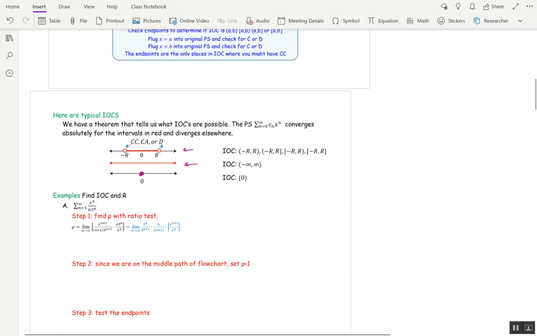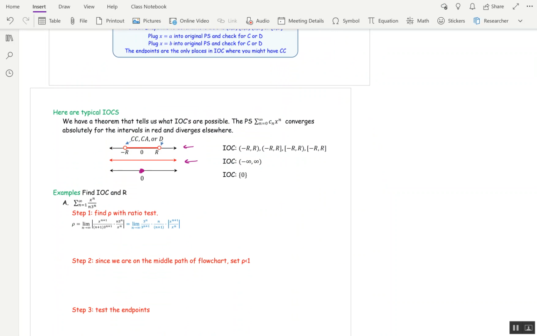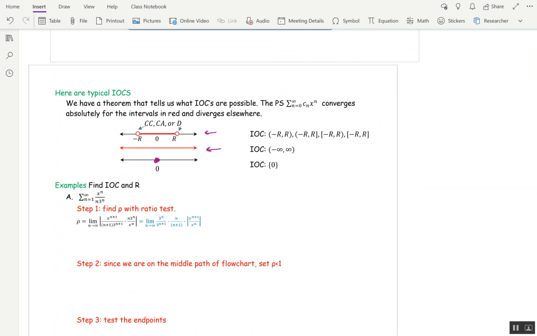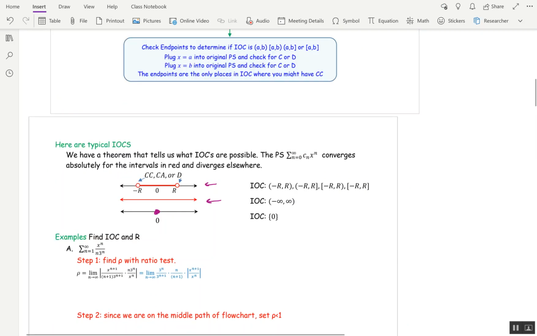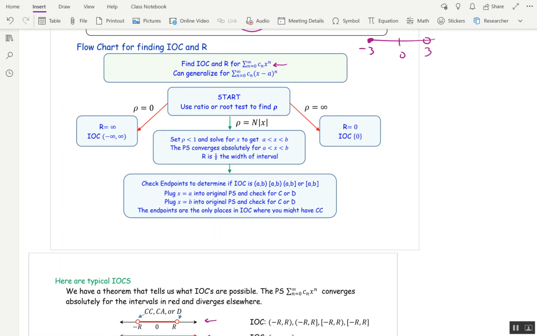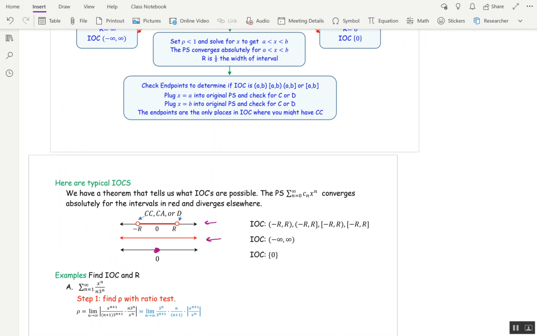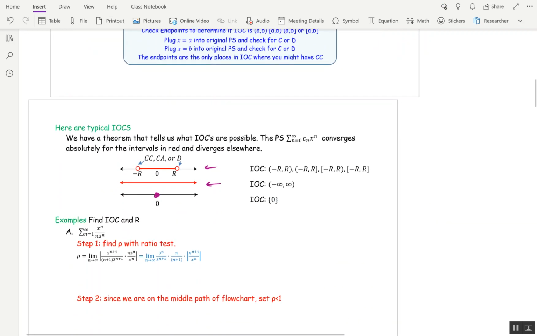All right, so here we go. Find IOC and R for these problems. We're going to start with the summation of x to the n over n times 3 to the n. So using our flow chart, first step is to use the root or ratio test to find rho. Most of the time, you're going to use ratio. So I'm going to use the ratio test, and I've already started us out.